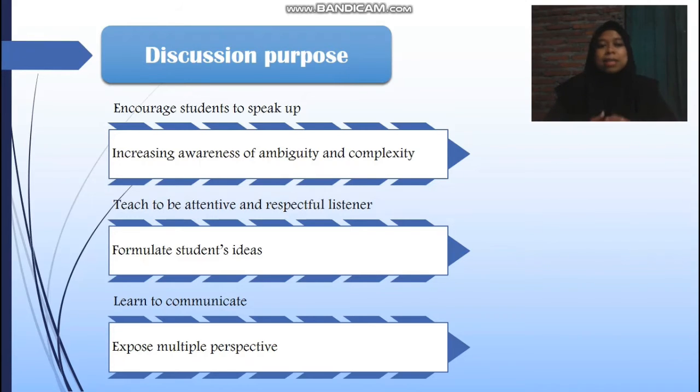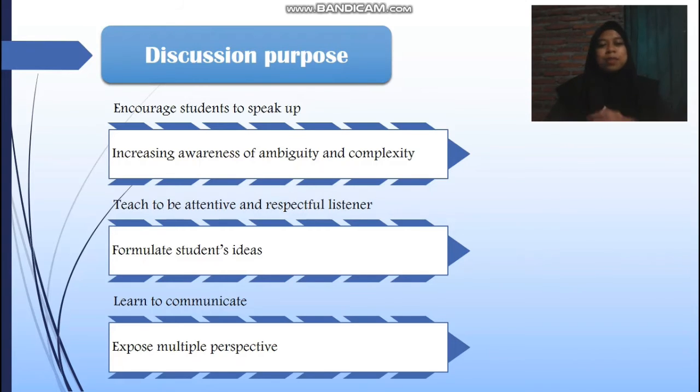And the next is to teach students to be attentive and respectful listeners. In discussion, the students will not only learn how to speak up, but they also learn how to be a good listener. And a good listener is attentive and respectful to the people who are speaking.